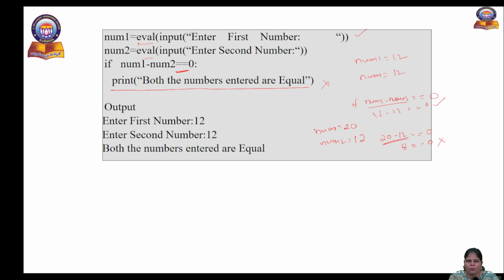So based upon your input, we will be checking for equality. The other way you can check is num1 equal to num2. If these two are equal, it will print both are equal, otherwise it won't print anything, right?